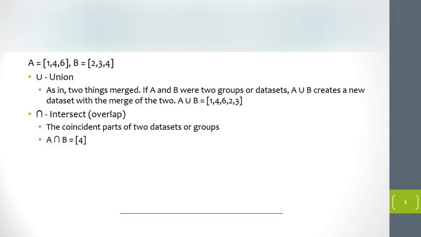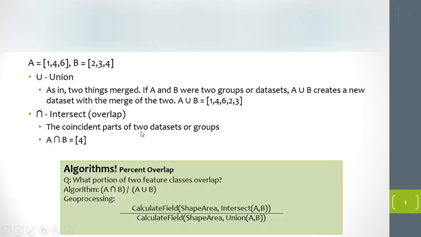In feature information, it works the same way. The union is any area that happens to be in either feature class. So there's a union tool that produces features that are in any input feature. And I'll show you that in a moment. So percent overlap, though, the algorithm for it is A intersect B over A union B. So the intersect of two features over the union of two features.